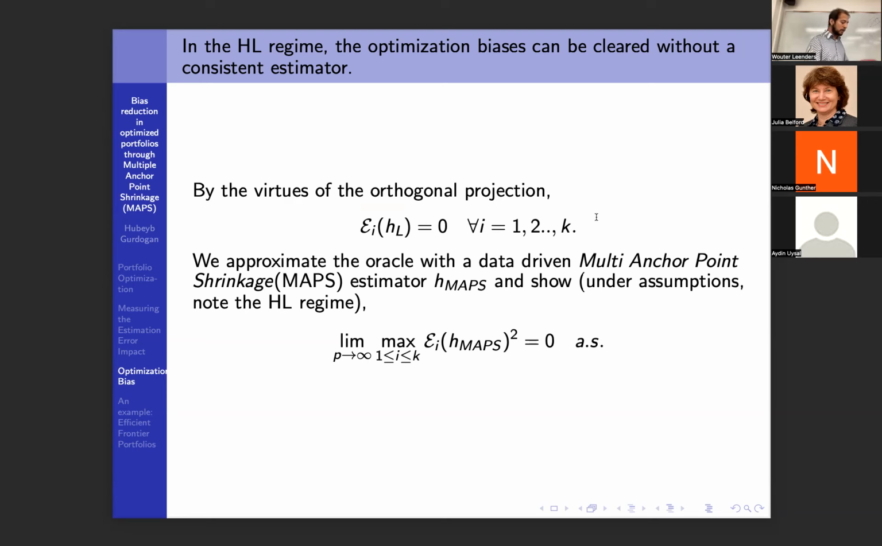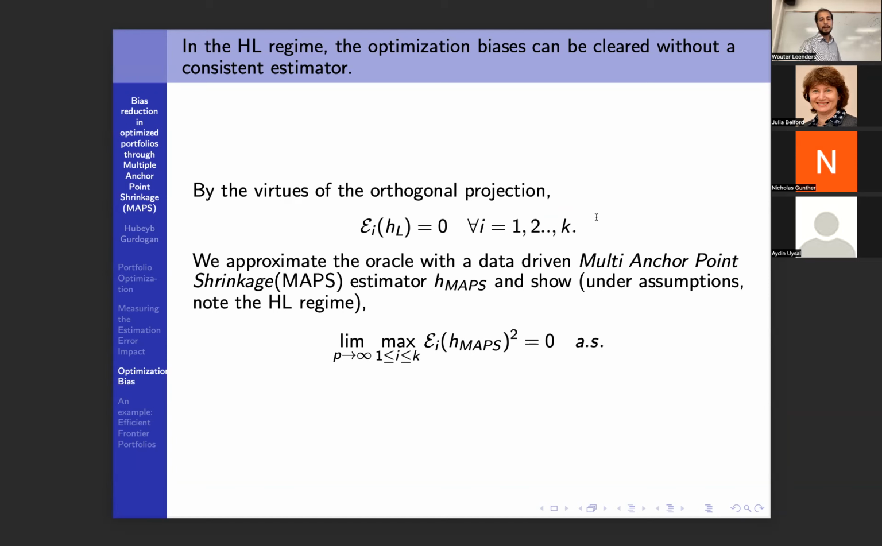Okay, this is an oracle estimator because we are just projecting B, an unknown thing, to the subspace L. If you don't know B, then how would you know the projection? That is a question, and we came up with a data-driven multi-anchor point shrinkage estimator that converges to this oracle estimator in the asymptotic regime. Since this converges to the oracle estimator in the asymptotic regime, the optimization bias term also converges to 0 almost surely. It's not set to 0 at finite P, but when you grow P to infinity, it's going to converge to 0.